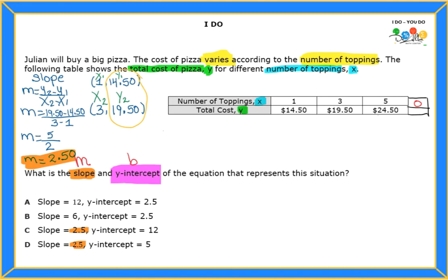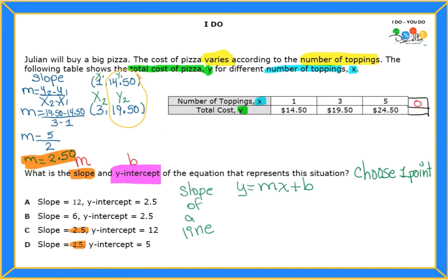What's the second thing that I need to do? Well, they want me to find the y-intercept, which is b. So for that, I need to use the formula for the slope of a line, which is y equals mx plus b. This is the formula for what? Slope of a line. Okay, so for that, I need to choose one point. And the point that I'm choosing could be any of the points that are on my table. Okay, so I'm going to choose 5 and 24.50.